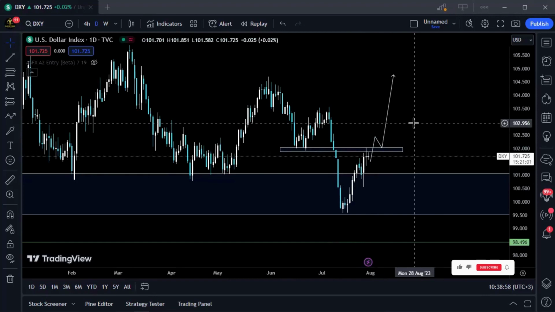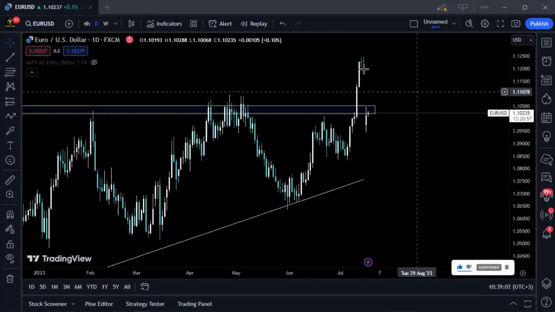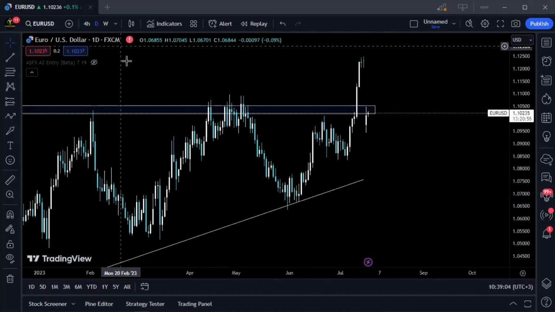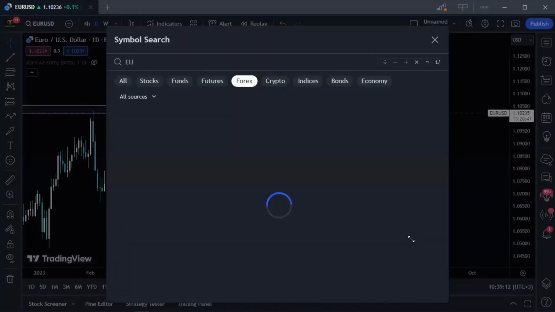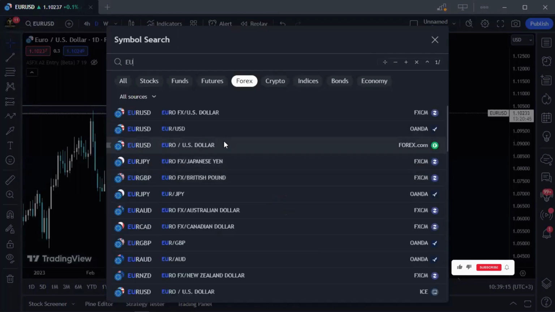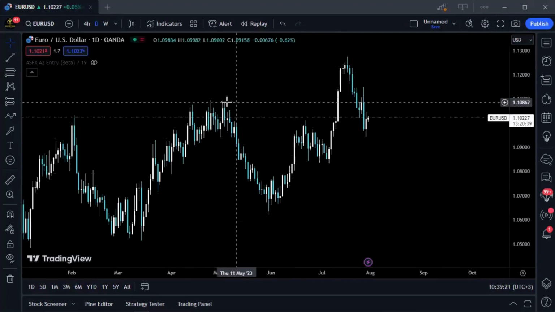How will this affect other currency pairs? Let's start with Euro USD. Today I think FXCM has some technical issues. That's why you can see a lot of gaps. If you're using FXCM, ignore this. So let's look at Oanda. Right here, let's look at Euro USD. Perfect. You see it doesn't have the gap, right?